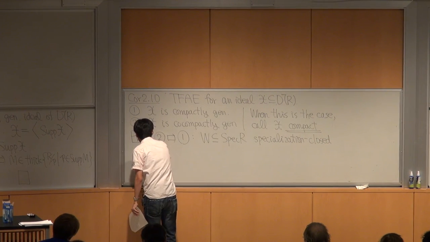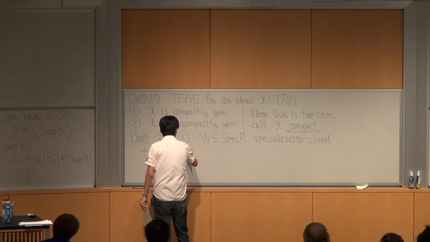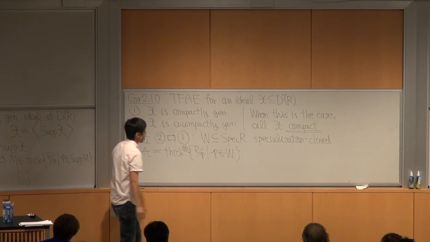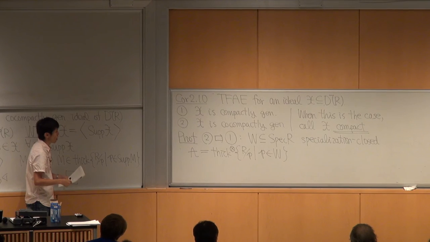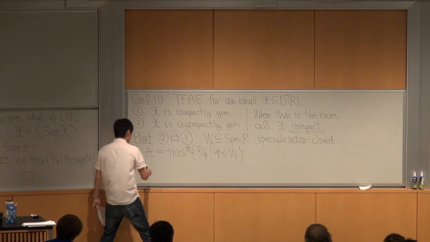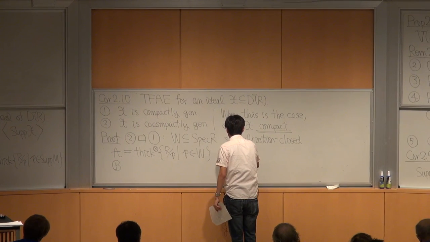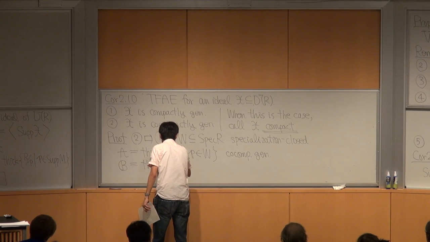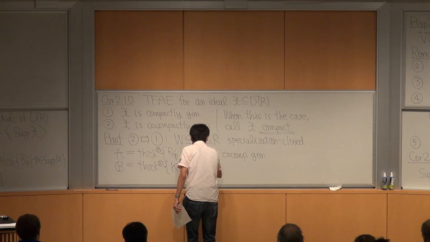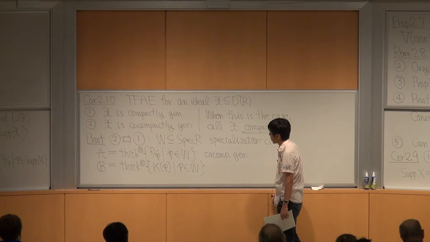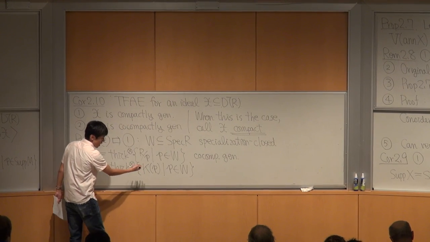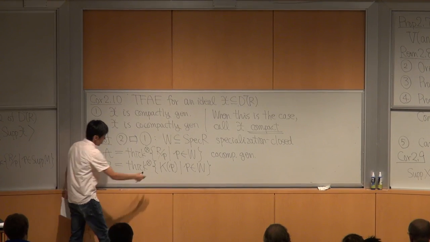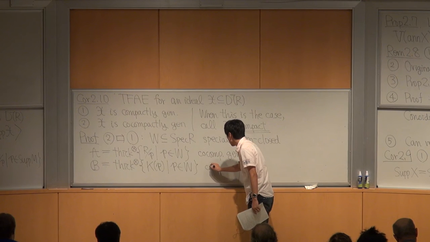Then let A be the thick tensor closure of R mod P, where P runs through the primes in W. So this is a co-compactly generated ideal. And let B be the thick tensor closure of K_P, where P runs through the primes in W. K_P denotes the Koszul complex of some system of generators of P, so this is a perfect complex. So this ideal is compactly generated.